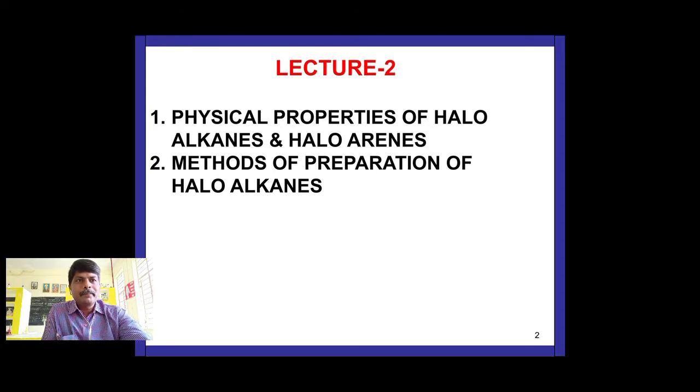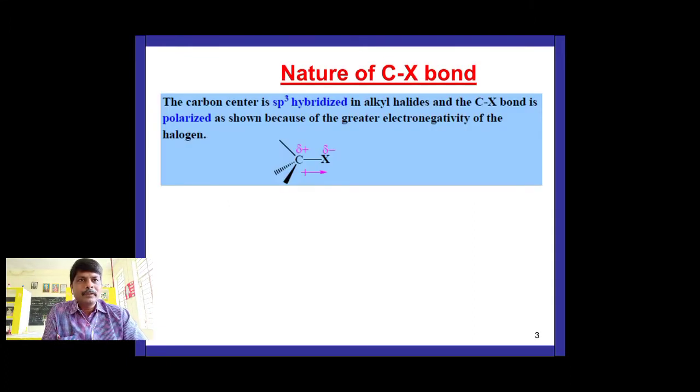So first, before going to physical properties, we will see the nature of the C-X bond. The bond between carbon atom and halogen atom. What type of bond is it? The carbon center in haloalkanes is sp3 hybridized. So you can see here this carbon is attached with four bonds. One is with the halogen.